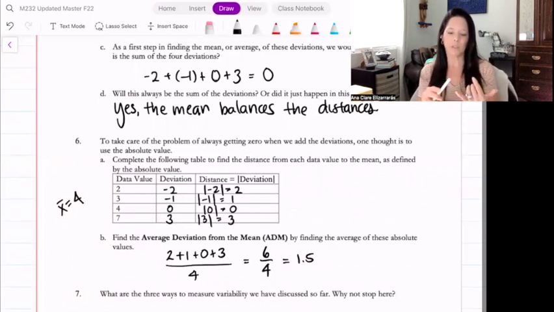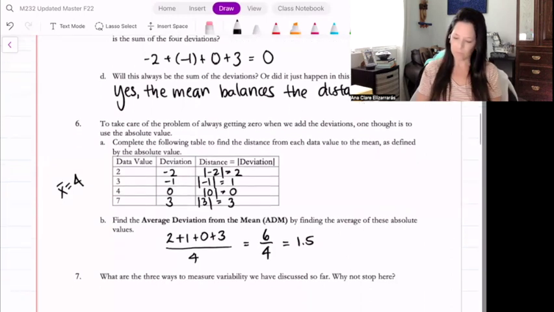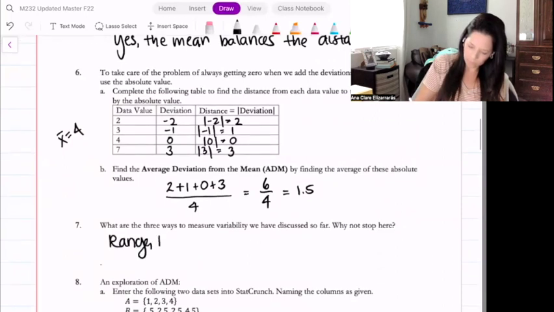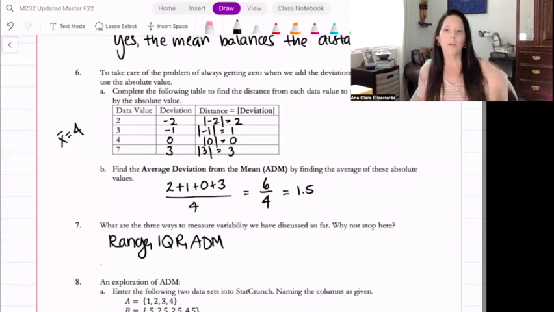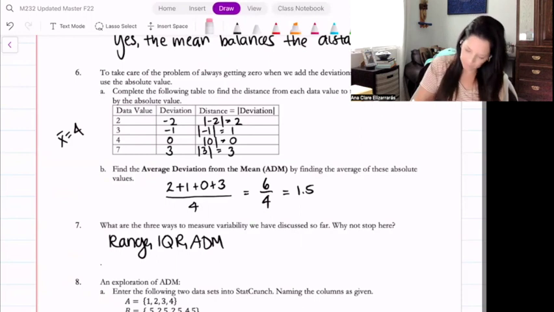So we've learned the range as a measure of spread, which isn't a very good one. We've learned the interquartile range, which is a measure of spread we use with a skewed distribution. And now we've learned the average deviation of the mean. Why not stop here? Well, there is another measure of spread that is used widely across the world that's called standard deviation. And so we need to move further because that's going to be something that is used a lot in this class. Most commonly used in the real world.